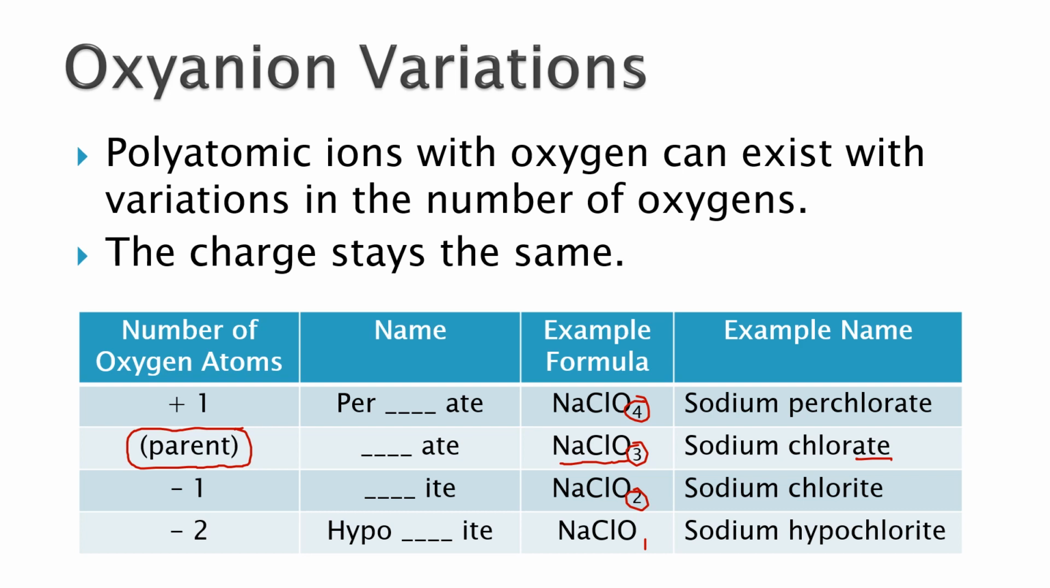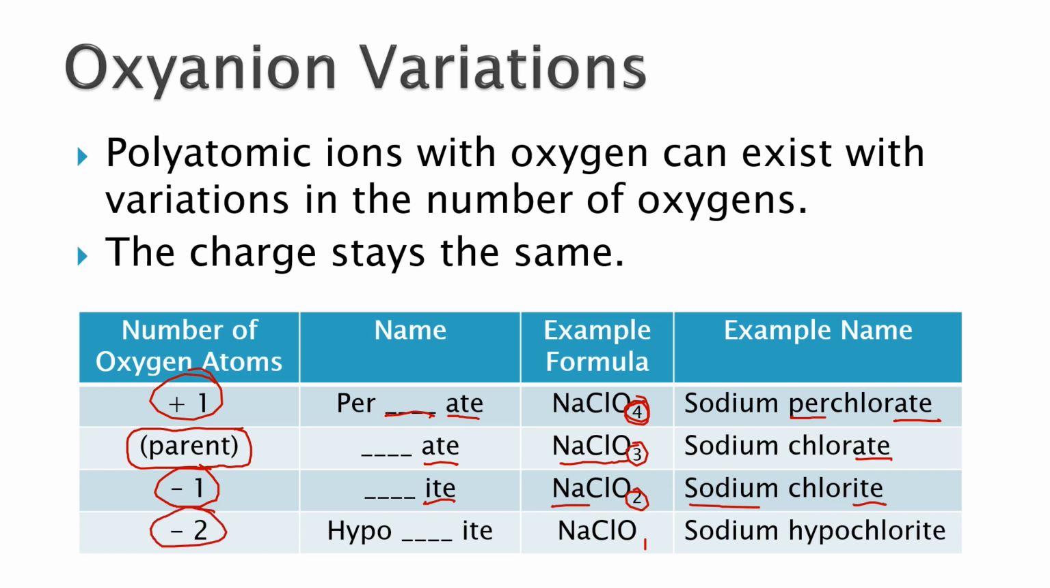Now, if you add an oxygen, then it becomes per, and then whatever it is, ATE, right? So in this case, it's chlorate, so perchlorate for the name of this one with the extra oxygen. It's got 4 oxygens instead of 3. If you go the other way and take away an oxygen, instead of an ATE ending, you get an ITE ending. So instead of chlorate, it becomes chlorite. So it's sodium chlorite in this case because it's with sodium.